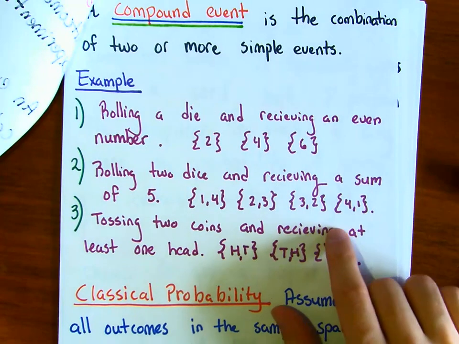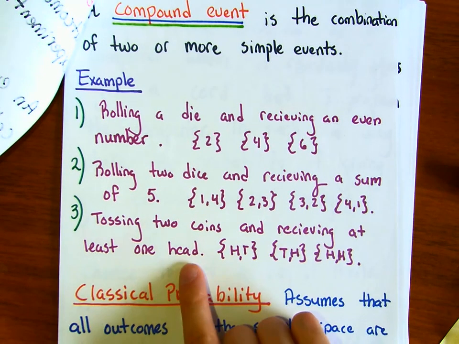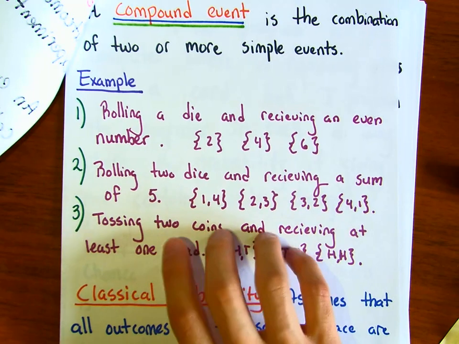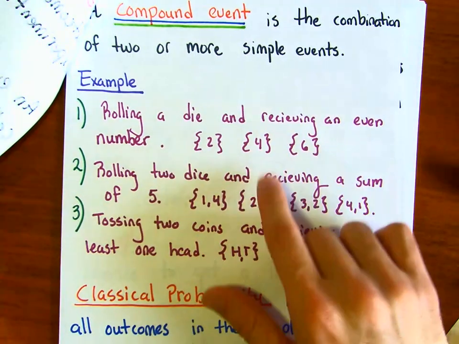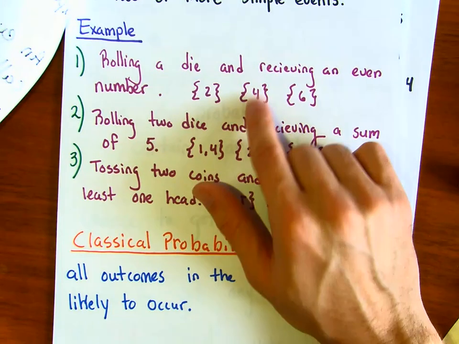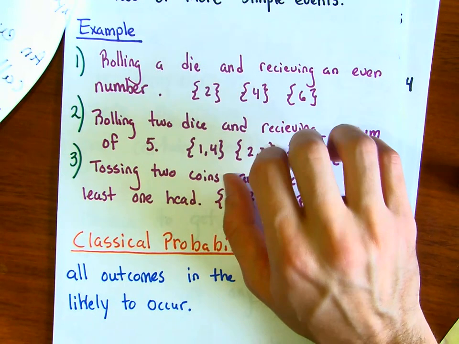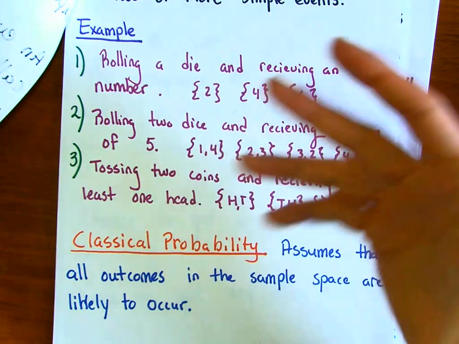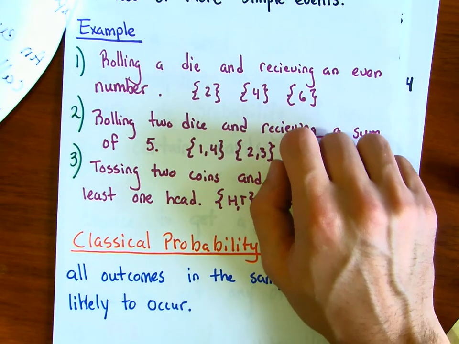Let's look at one more example. Tossing 2 coins and receiving at least 1 head. Let me skip this example because this one's a little difficult to explain. But hopefully these two made this a little bit better. And if you feel shaky on this, or shaky with anything, just email me and I will try my best to explain it a little better. Now let's look at the next part.